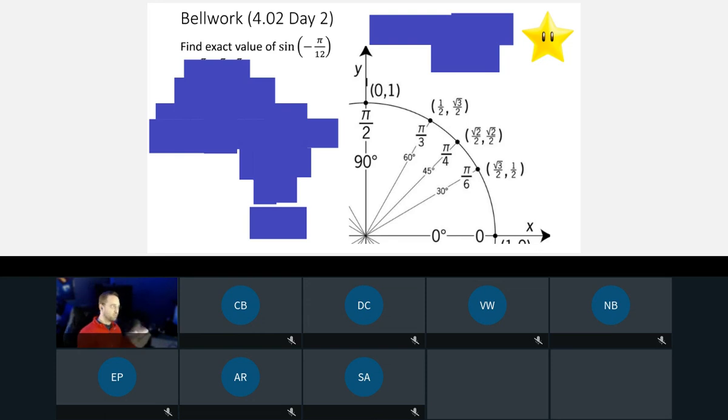The purpose of this one is: do not use your calculator, use the unit circle, and then use what we learned in 4.02 day 2. So the first thing we want to do is probably convert those radians into degrees. That way we can see it's negative 15 degrees. And then from here, you want to look at the unit circle and think of, okay, well, which degrees, when I subtract them, will give me negative 15. And you actually have quite a few options.